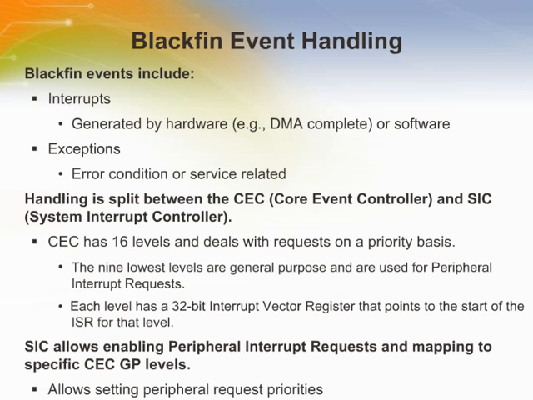The handling of events is split between the core event controller and the system interrupt controller. The core event controller is in the core clock domain, and the system interrupt controller is in the SCLK domain. The core event controller has 16 levels associated with it and deals with the requests on a priority basis. The 9 lowest levels of the core interrupt controller are basically available for the peripheral interrupt requests to be mapped to. Every level has a 32-bit interrupt vector register associated with it. This can be initialized with the starting address of the ISR so that when that particular level is triggered, that's the address that we're going to start fetching code from.